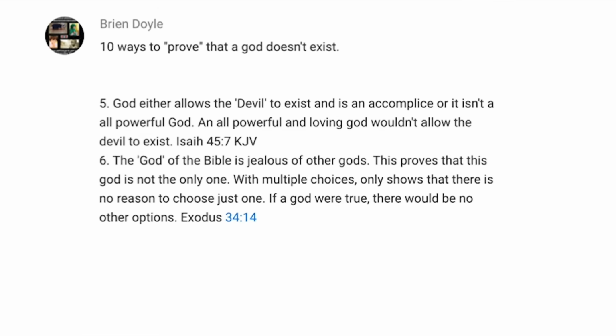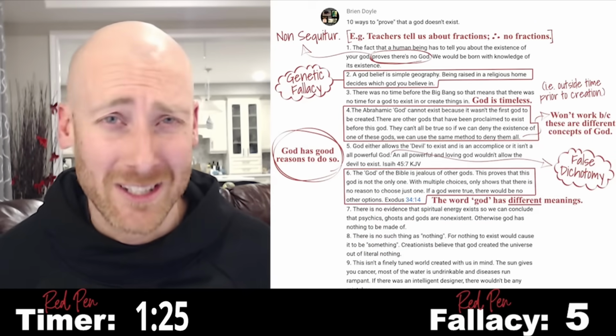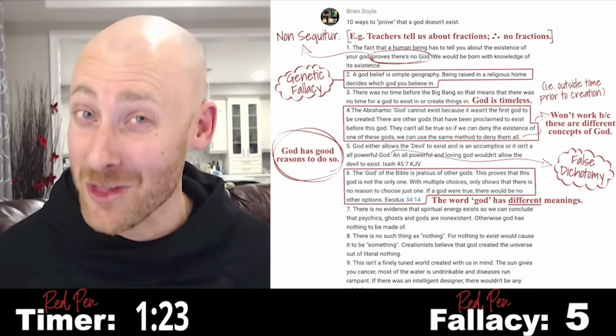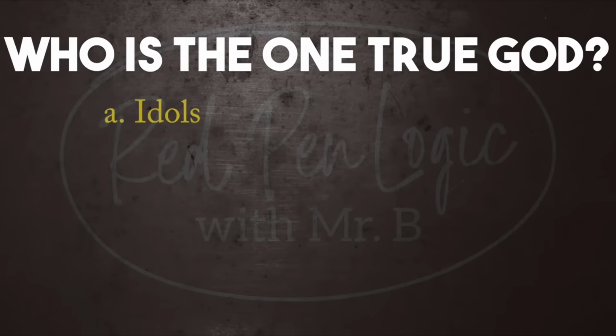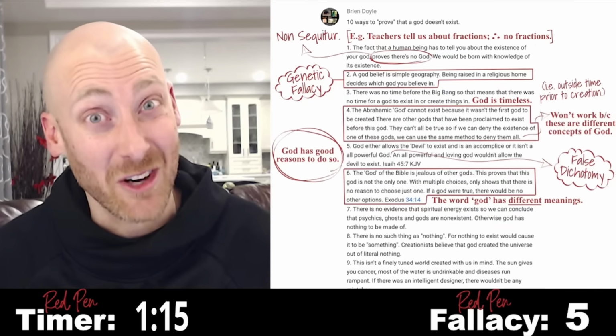Proof number 6. The God of the Bible is jealous of other gods. This proves that this God is not the only God. With multiple choices, only shows that there is no reason to choose just one. If a God were true, there would be no other options. Exodus 34:14. As a teacher who has given thousands of multiple choice tests over the years, I can say with some authority that multiple choices does not mean that there's no reason to choose just one. There are false answers, just like there are false gods.